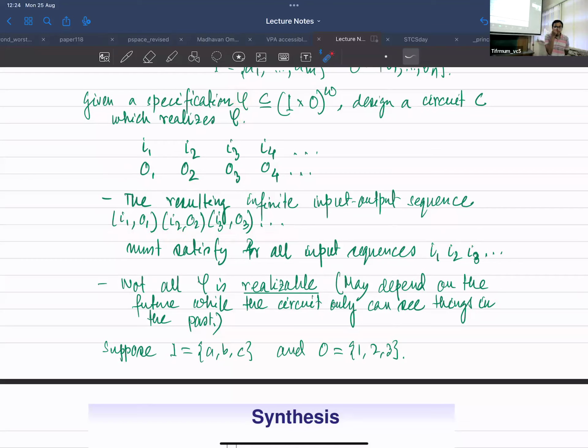Now the question is that if we are given such a specification, then can we come up with a circuit? A circuit is nothing but an algorithm or a program which will satisfy this specification. So the question is, can such a circuit realize phi? Can you design a circuit C which realizes phi? It's already written here. Which means that essentially, given this input stream, can I produce the output such that the language satisfies this specification phi?